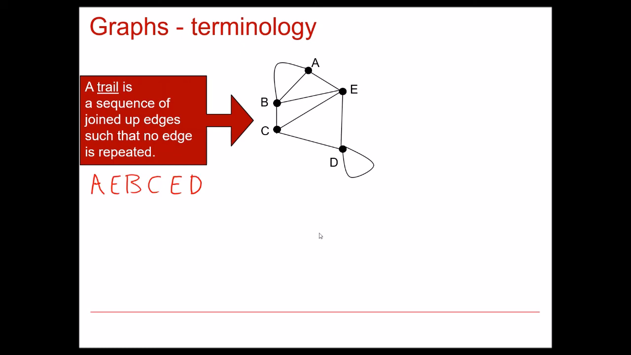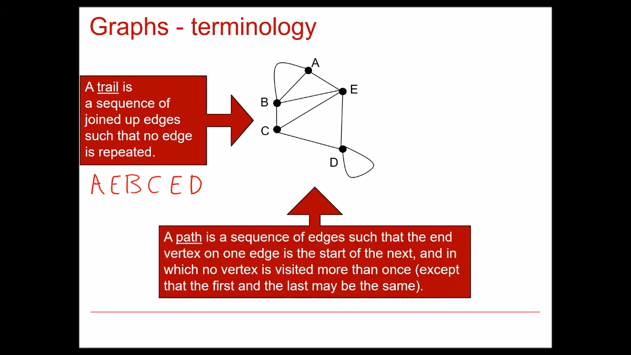Here it is, A, E, B, C, E, D. We just imagine following that then. So A to E to B to C to E again and then to D. We never used the same edge more than once, but we did use at least one of the nodes more than once, which is that node E. So that distinguishes a trail from another thing that you need to know, which is a path. Now a path is very similar to a trail, except that we can't use the same vertex more than once. So that thing there is not a path.